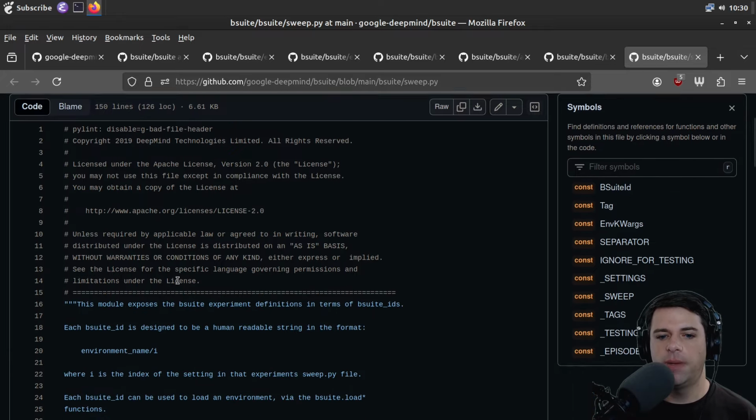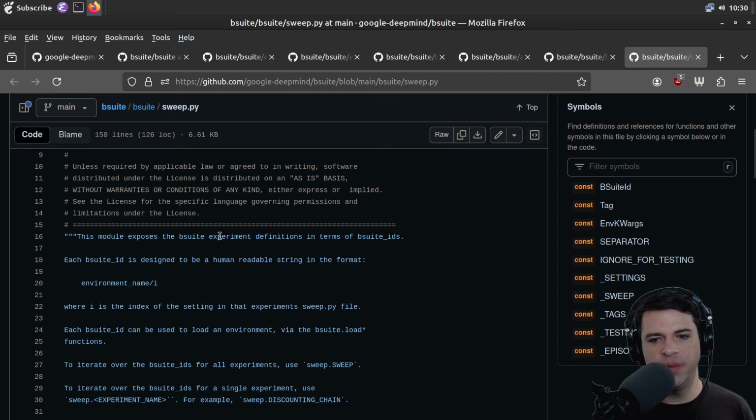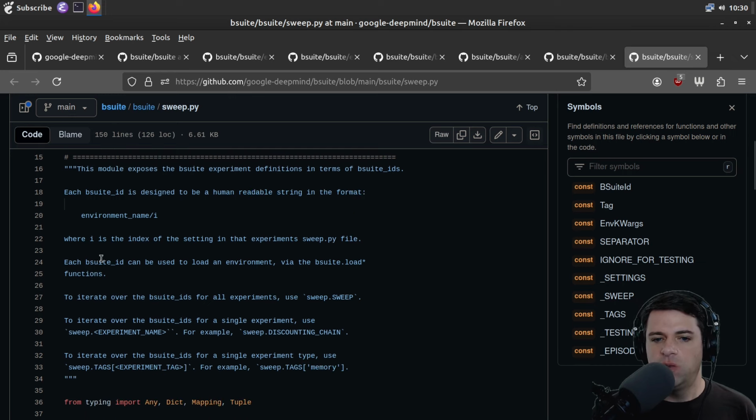So here's sweep.py. This module exposes the Bsuite experiment definitions in terms of Bsuite IDs. Each Bsuite ID is designed to be a human-readable string in the format environment name /I, where I is the index of the setting in that experiment's sweep.py file. Each Bsuite ID can be used to load an environment via the bsuite.load functions. To iterate over the Bsuite IDs for all experiments, use sweep.SWEEP in all caps. And then you can also iterate over them for a single experiment. For example, sweep.discountingChain.